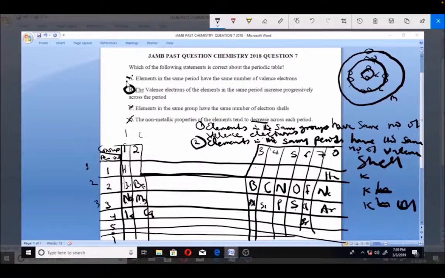And non-metallic properties tend to increase from left to right of the table, as well as the number of valence electrons also increases from left to right across the period.